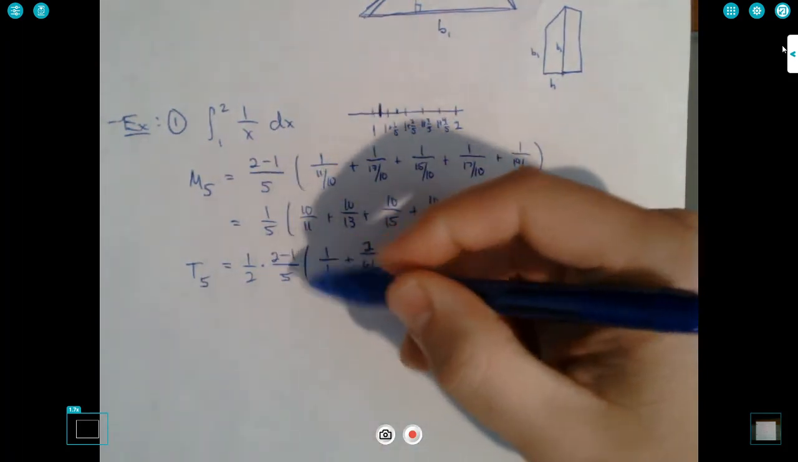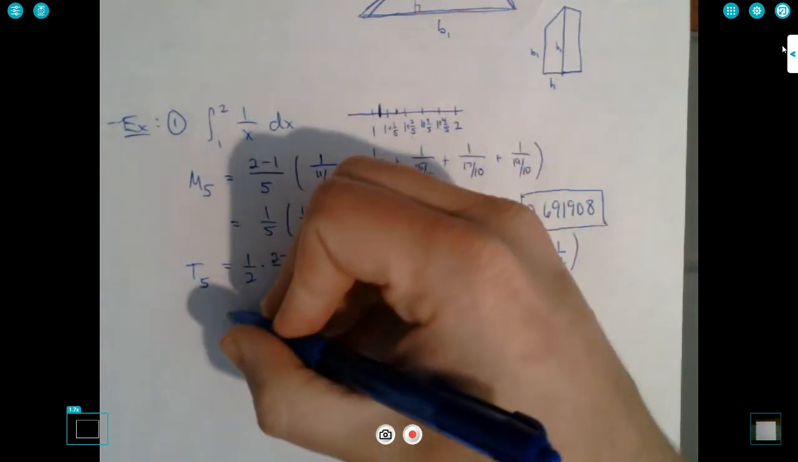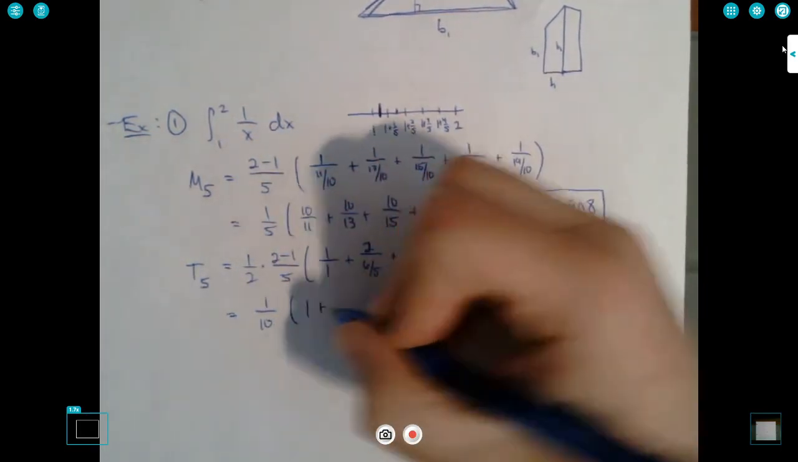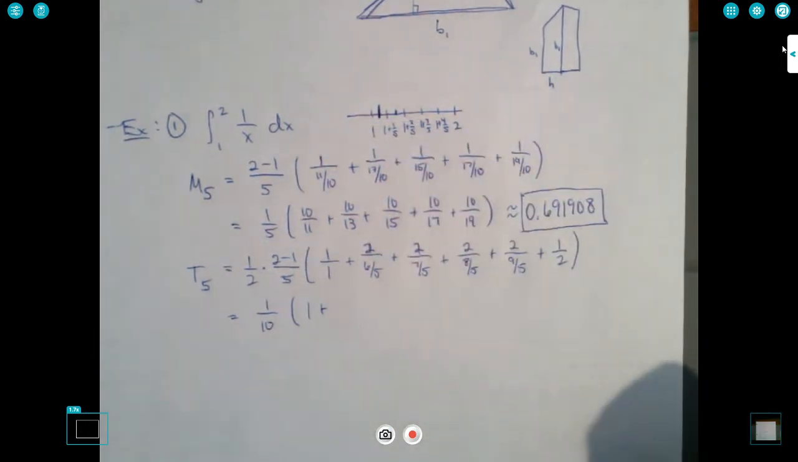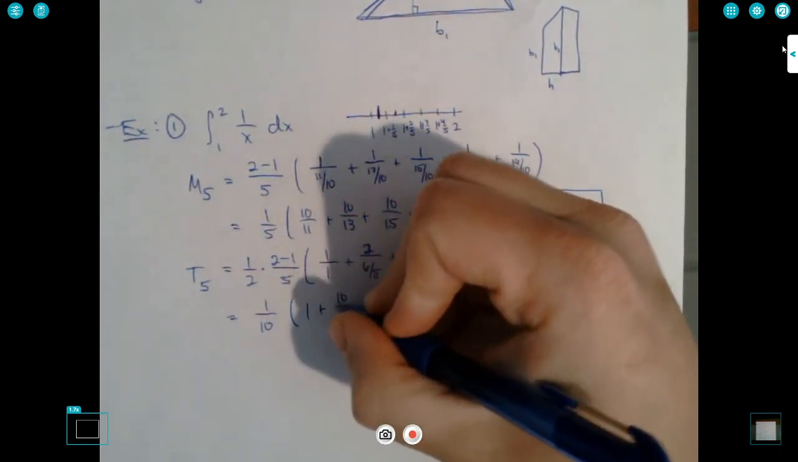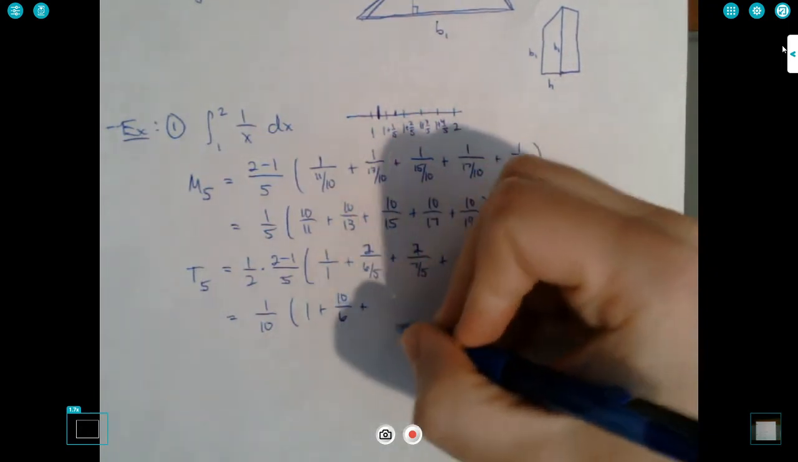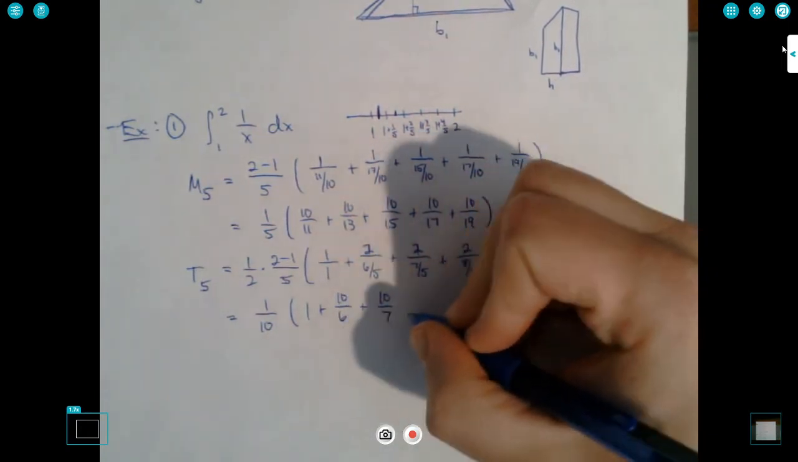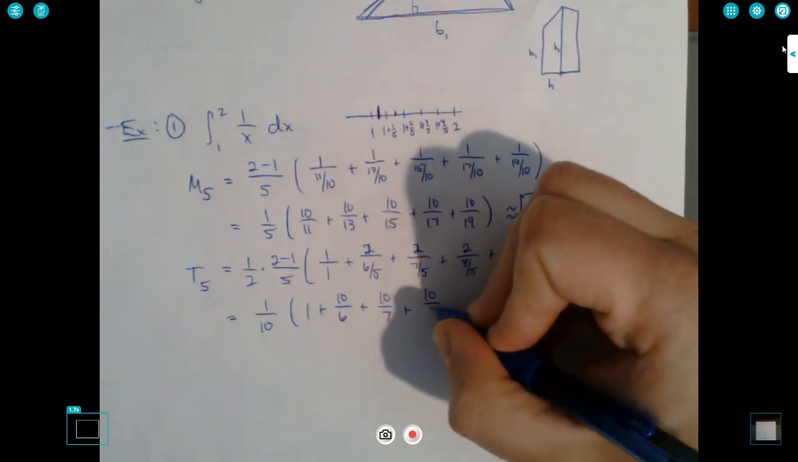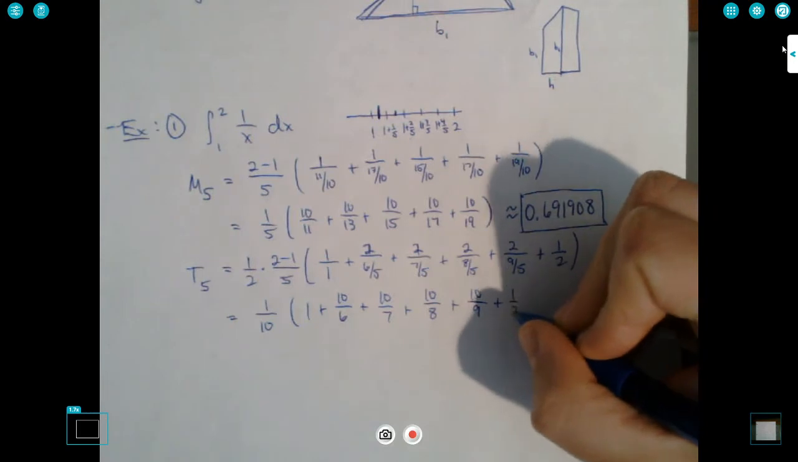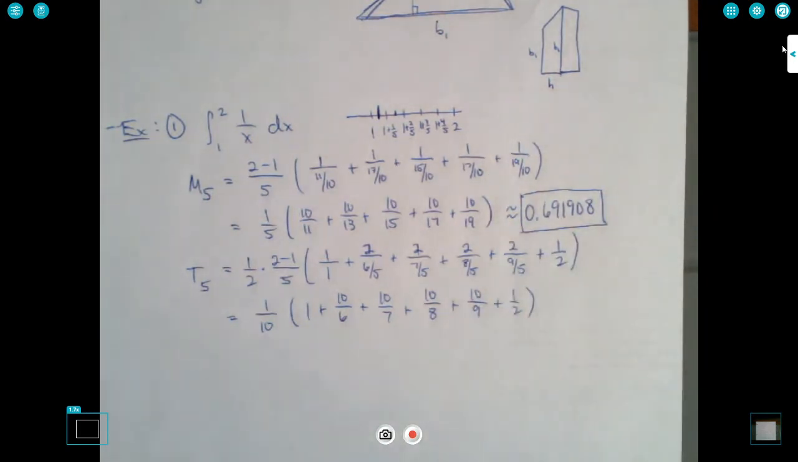So I know 2 minus 1 over 5 is 1/5 times 1/2 is 1/10. So I'm going to get 1/10 times 1 plus, if I flip and multiply, that's going to be 10 over 6, which could reduce, but my calculator is going to do the heavy lifting in a second. So plus 10 over 7, plus 10 over 8, plus 10 over 9, plus 1/2. Okay, let's see what that is.